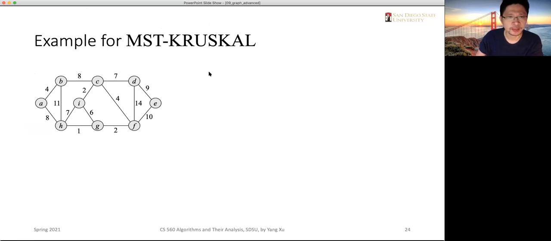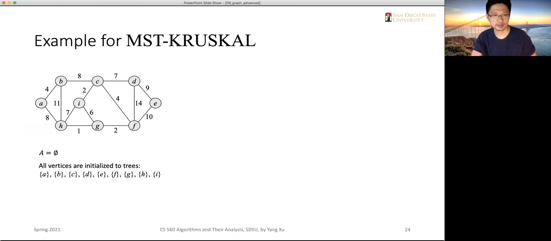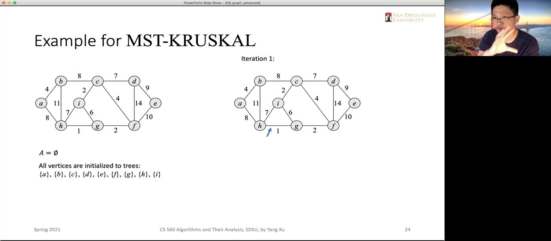So yeah, Kruskal's algorithm on the undirected and weighted graph here, with the numbers as the weights. Okay, and the subset that we are growing will start with an empty one, right? And since all the vertices are initialized to trees, we will treat each vertex as a single set, right? So now we're talking about the second for loop. The second for loop will go through all the edges in the non-decreasing order, right? Basically in increasing order. So we will look at the edge with the minimal weight at first, right?